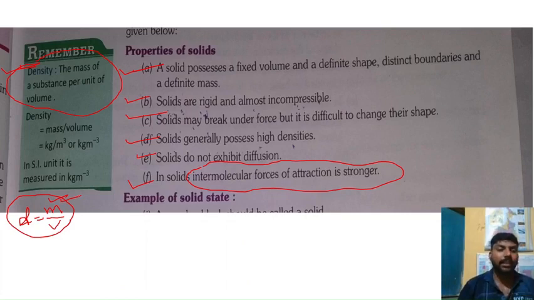Next, if I ask what the unit of density is, you can easily say: unit of mass divided by unit of volume, so it will be kg per meter cube. This is the first point. You can easily remember the examples of the solid state. I don't think we have to mention examples. Everything I can see is solid: these mobiles, books, chalks, duster, even me. These things you have to remember.